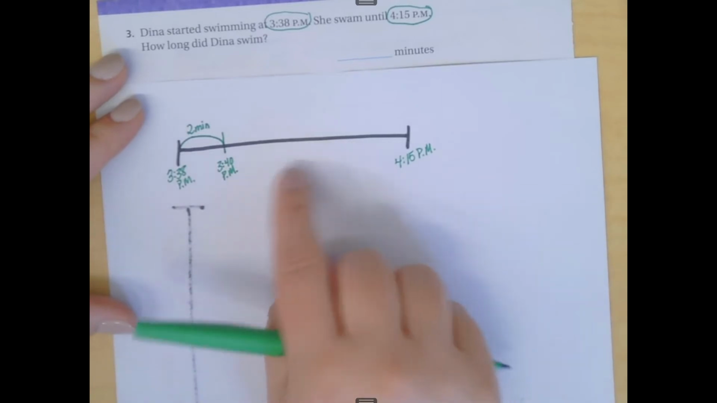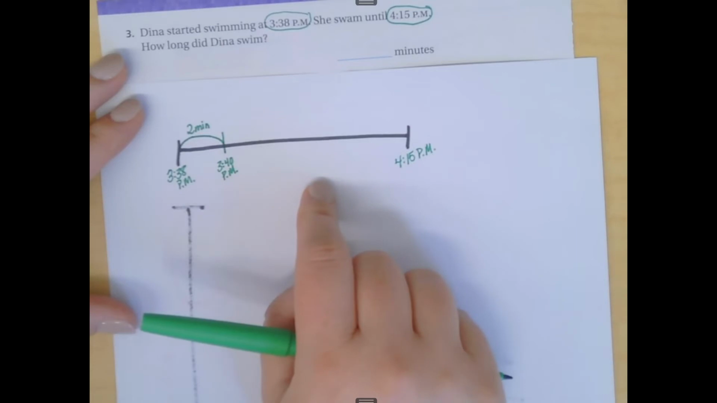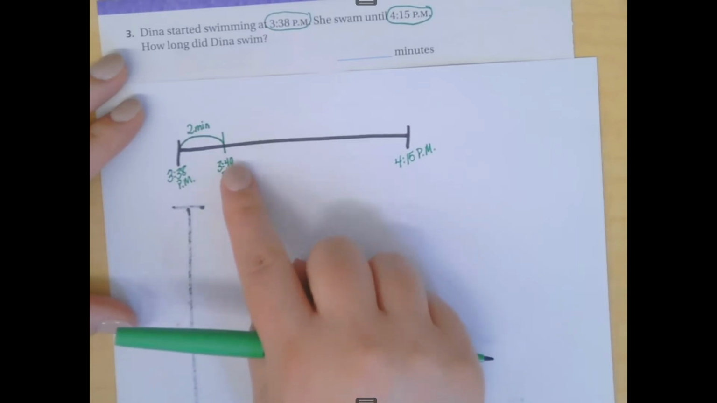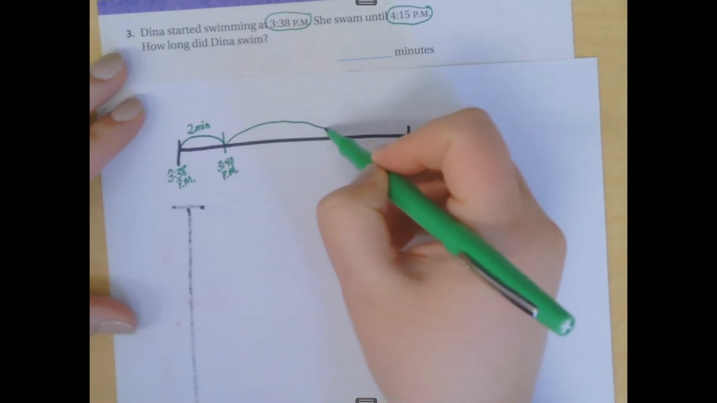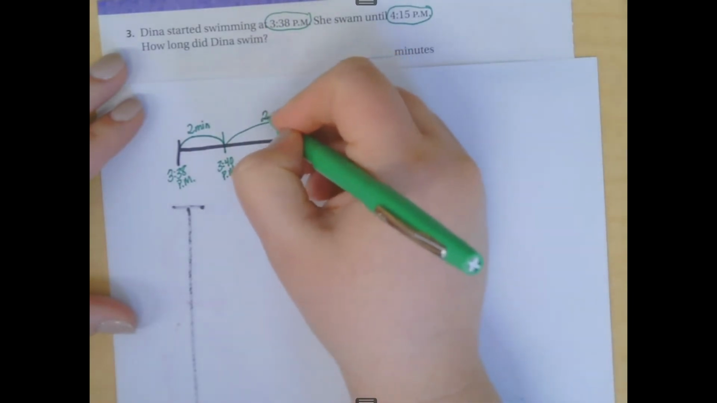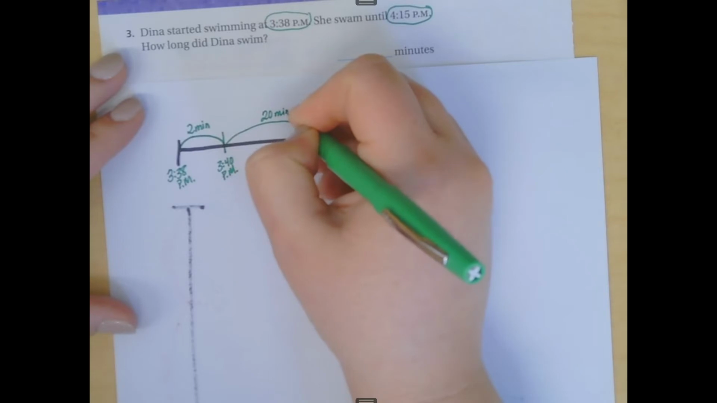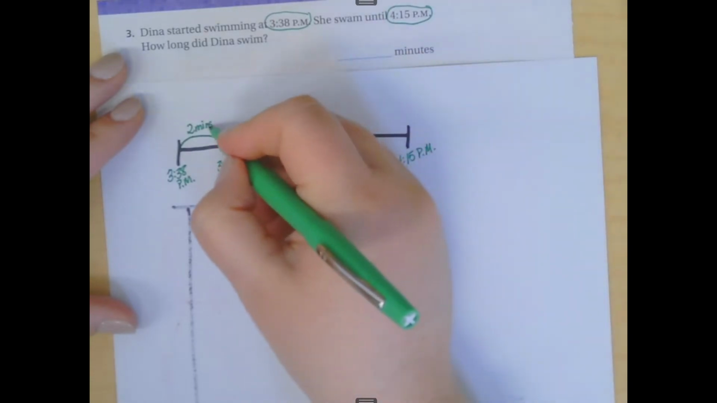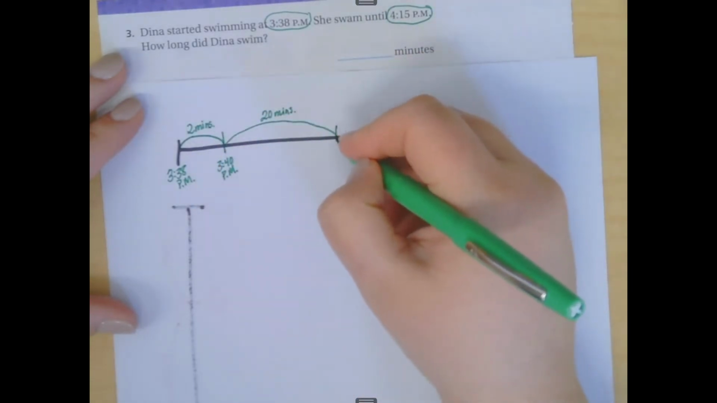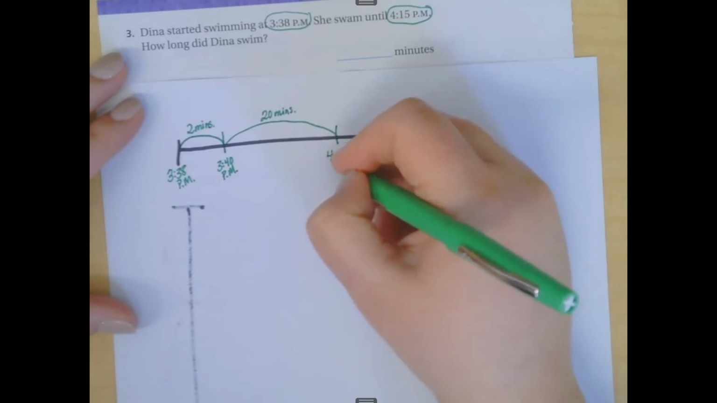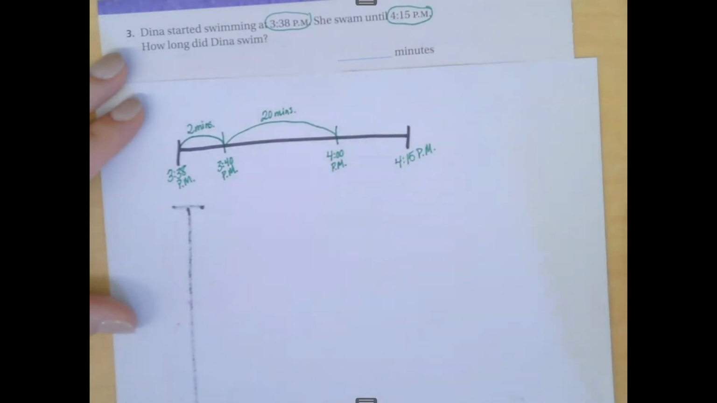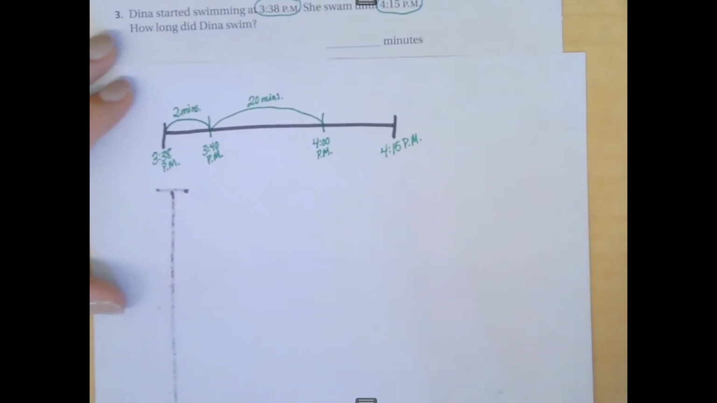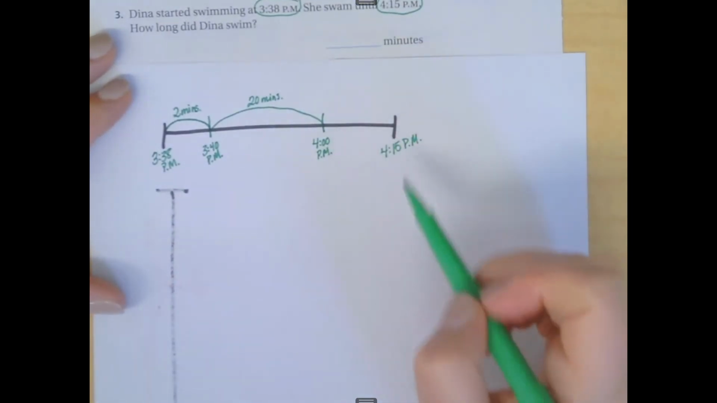20 minutes. Good, because every time you start a new hour, you're at 60. 60 minus 40 is 20. So let's make a big 20-minute jump. Okay, and I'm going to label it 20 minutes. And then I need to put where I landed, which is 4 p.m. All right, now I need to figure out how I'm going to get to 4:15.